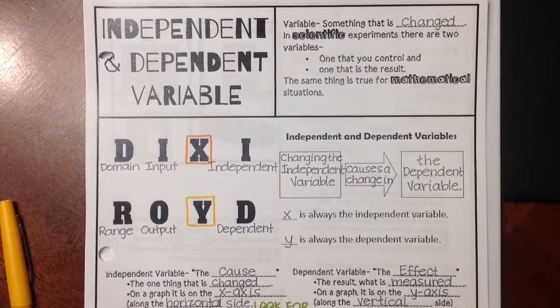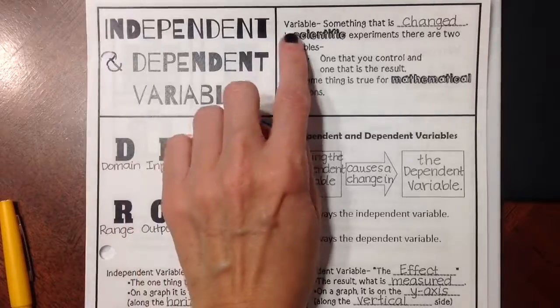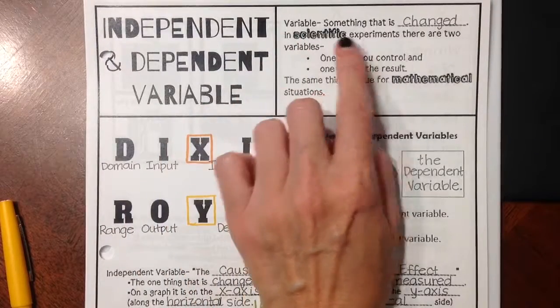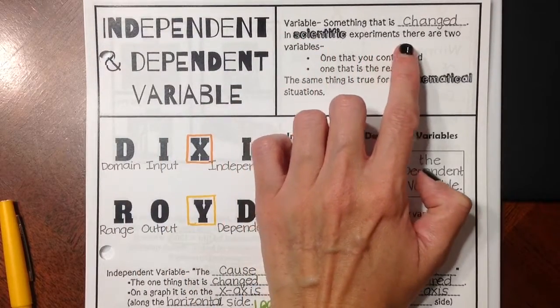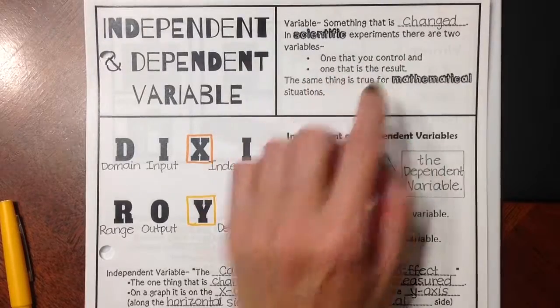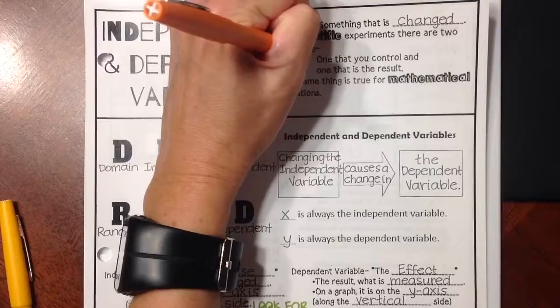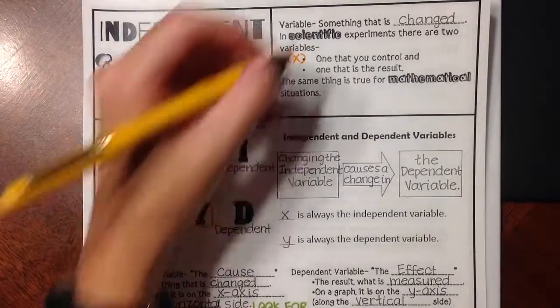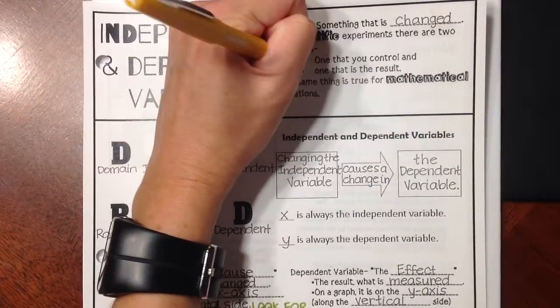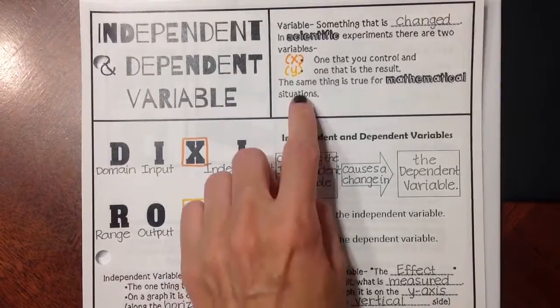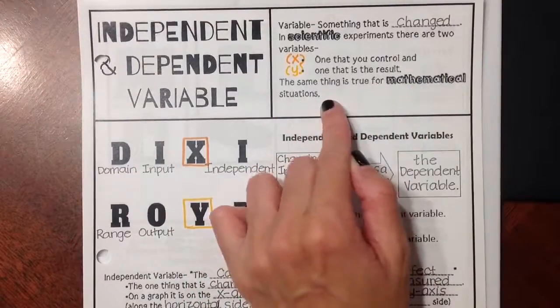Okay, so we're going to talk about independent and dependent variables today. And remember, a variable is something that is changed in a scientific experiment. There are two variables. One that you can control, that would be your x value, and one that is the result, and that would be your y, your output value. The same thing is true for mathematical situations.